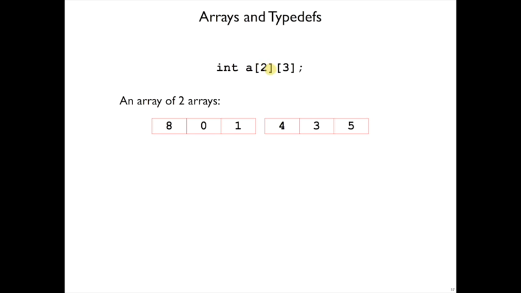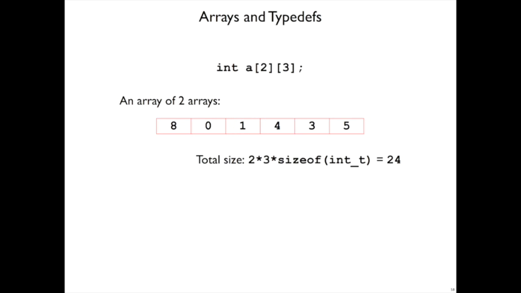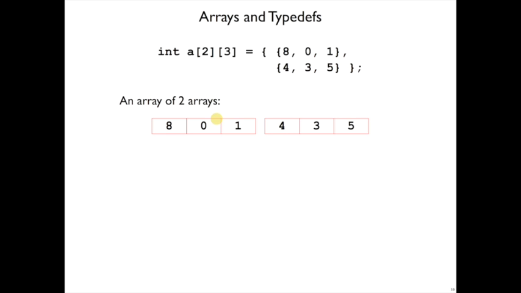We have 2 things, A is 2 things, and each of those things has 3 integers. So that corresponds to an array of 2 arrays, each of size 3. Still, it's going to be contiguous in memory, and so it will look like that. So here we have a 2-dimensional array, really. 2-dimensional arrays of integers where one dimension is 2 and the other is 3, and that's the way it gets laid out in memory.